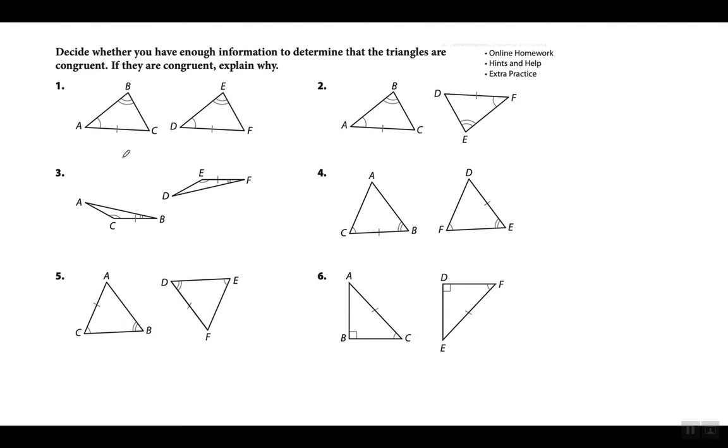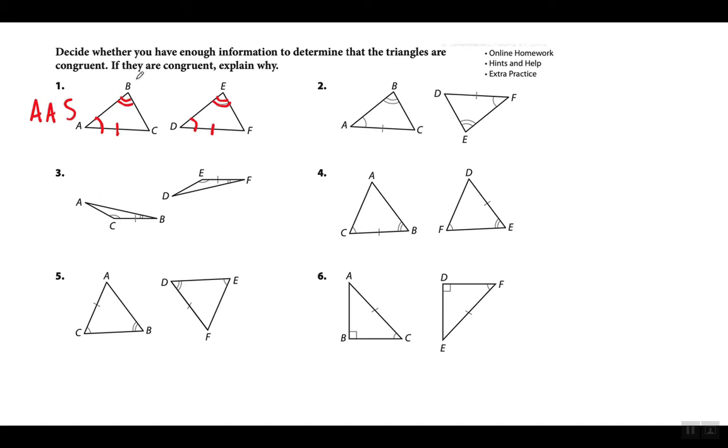In number one, I got this angle, angle A, equals angle D. Angle B is equal to angle E. And a non-included side, a side that's not in between those two angles, is congruent to the same non-included side on the other triangle. So therefore, the two triangles are congruent because of AAS, because of the angle, angle, side triangle congruence theorem.